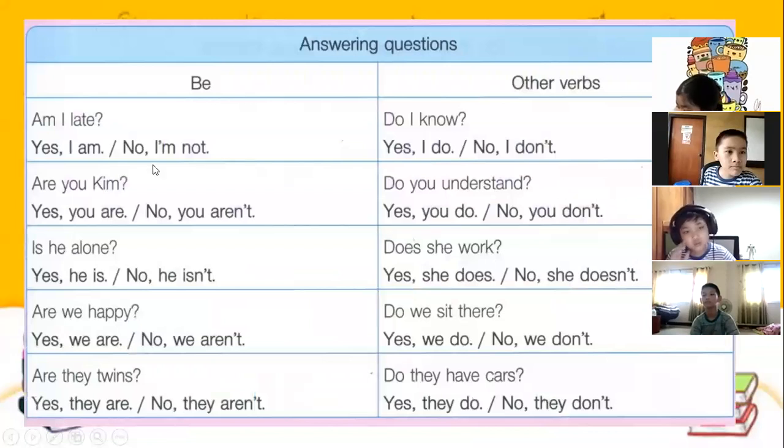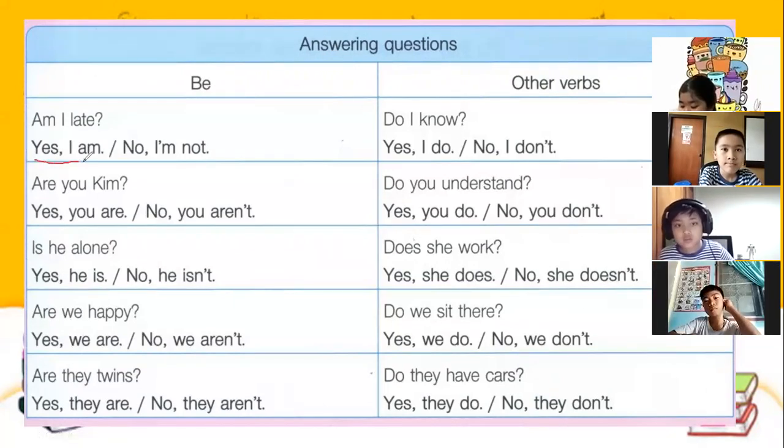Okay, now here you can see: am I late? It's a question, you can see the question mark here. So: yes, I am. Yes, I am. Is it affirmative or negative, students? Yes, I am. Is it affirmative or negative?